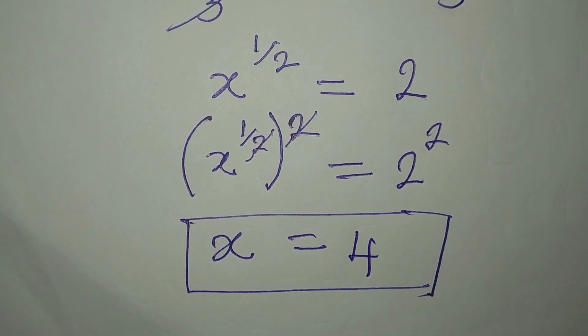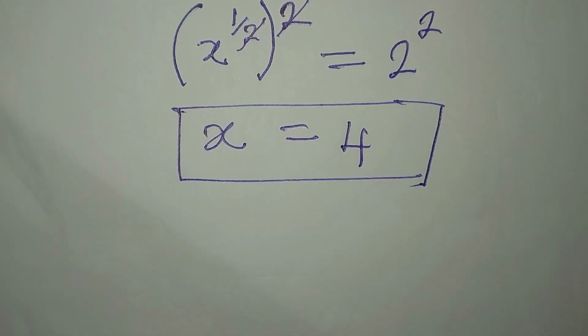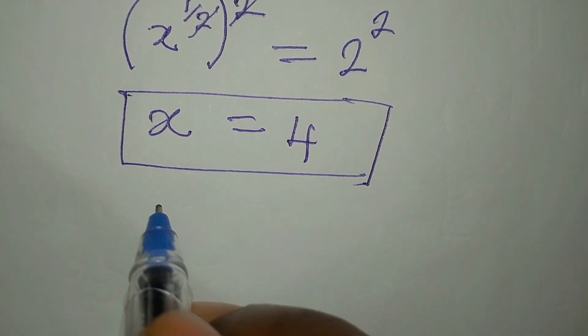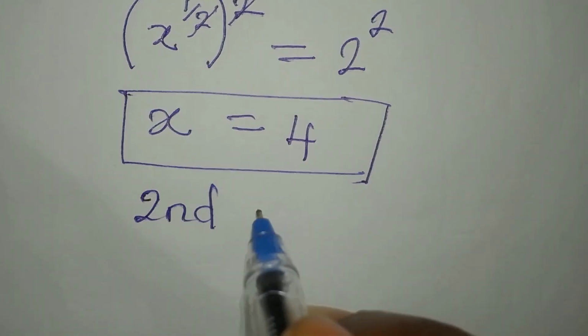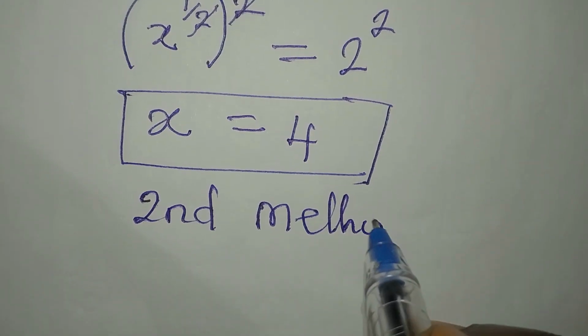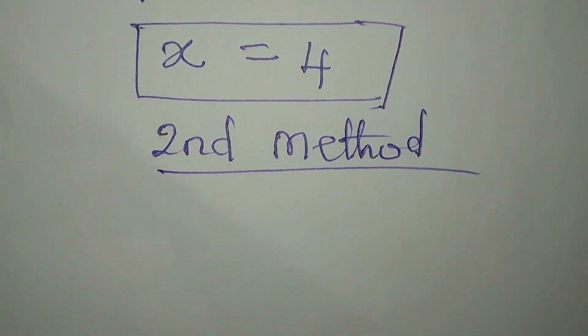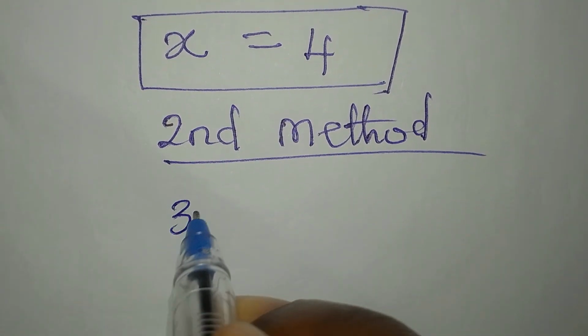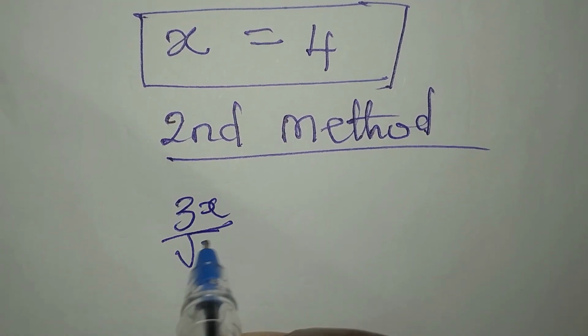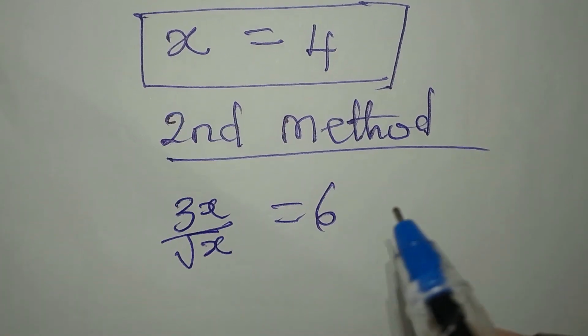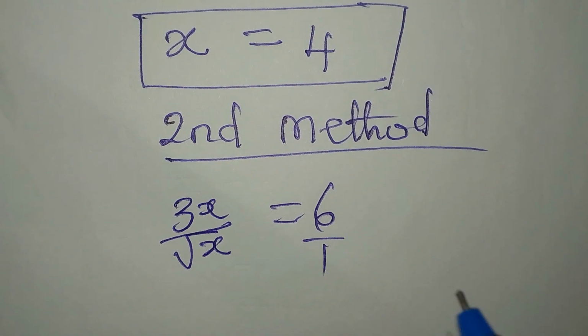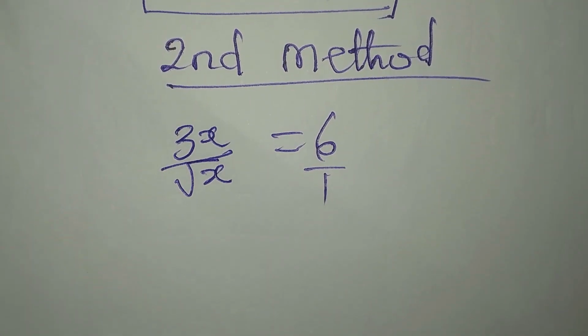But then, let's use the other method. Let me write second method. Because some people believe that this method is too long. Now, let's look at the other method. We have 3x over square root of x equals 6. This is 6 over 1 as well, so we cross multiply.